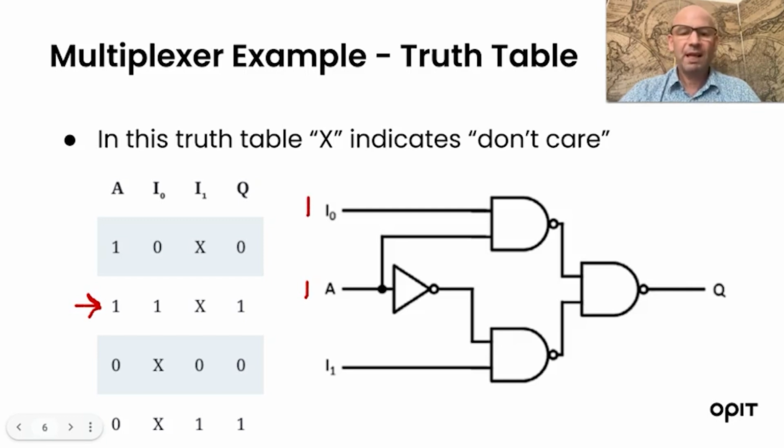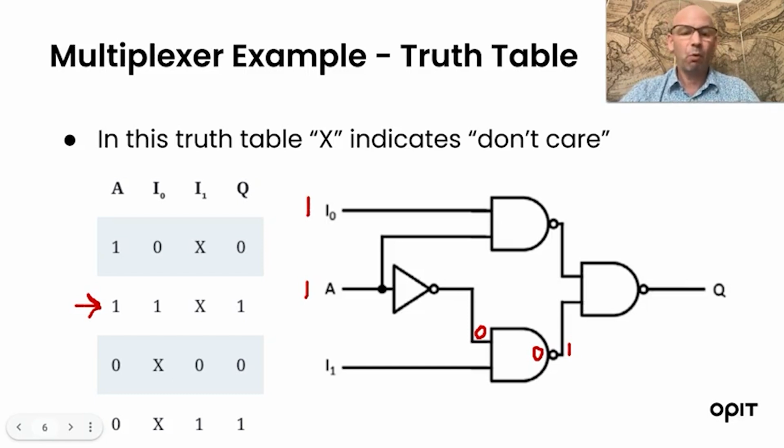Okay, so if we pass A through our inverter, then we know that it's going to be 0 here, which means that it doesn't matter what I1 is. We know because A is 0 that the output is going to be 1, because anything ANDed with a 0 is going to be 0, and the output will be 1. So hopefully you're starting to see the logic of this here.